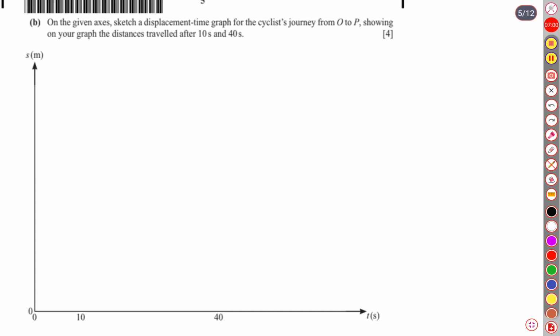Part B says, on the given axis, sketch a displacement-time graph for the cyclist's journey from O to P, showing on your graph the distance traveled after 10 seconds and 40 seconds. They have given a velocity-time graph, whereas we'll have to convert it into a distance or displacement-time graph. For that, as there are three different phases of the journey, we'll have to find one after the other. Let's start with the first part.